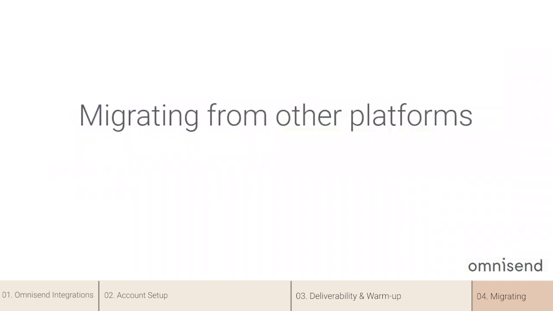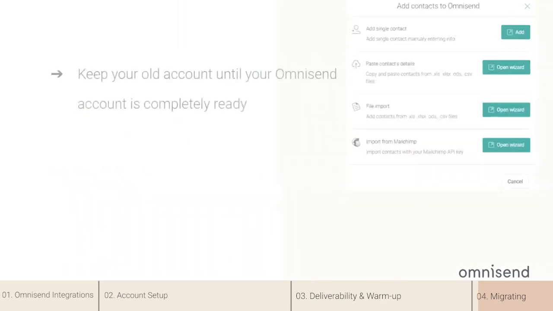Right, and a little bit shortly about migrating from other platforms. So we will look into the key steps for you to take if you're migrating from another email provider. Number 1, keep your old account until your Omnisend account is completely ready. This is necessary because we do not recommend closing it before you transfer all of the data. You might miss something, you might forget something. So first, transfer all of your data like contacts, recreate your automation workflows if you have any of those. Make sure everything works on Omnisend as intended, and only then close your other account.